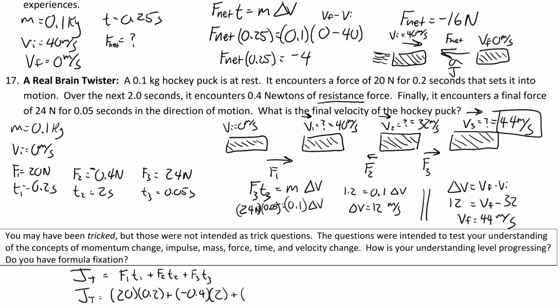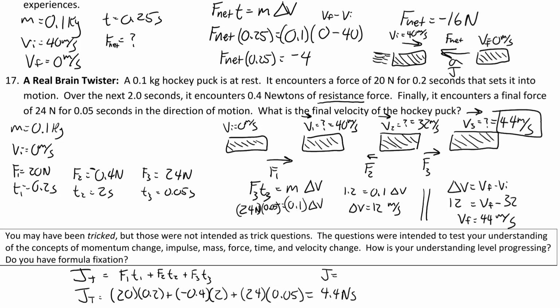Okay, so this is the force. The third force is 24 in the positive direction we determined times 0.05. So the total impulse is 4.4 Newton seconds. And that's good to know. So that's equal to the impulse.